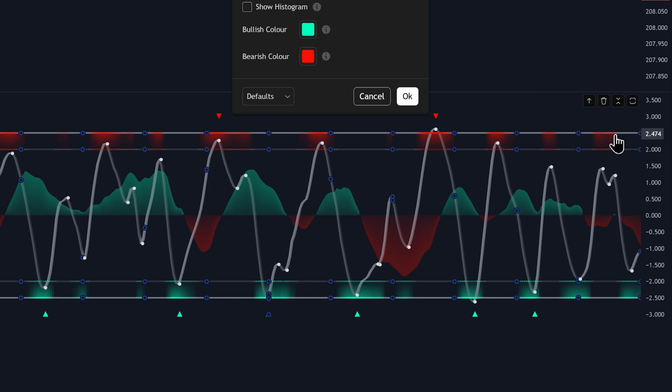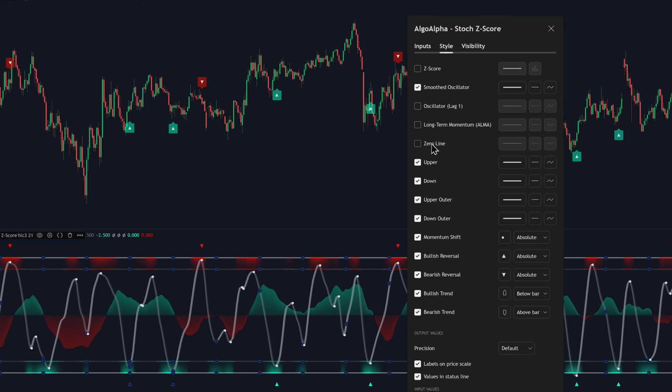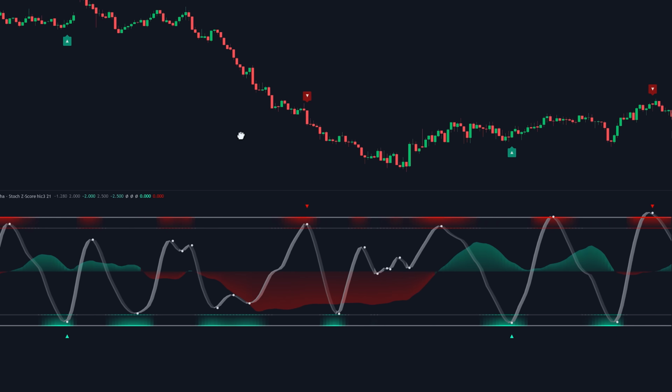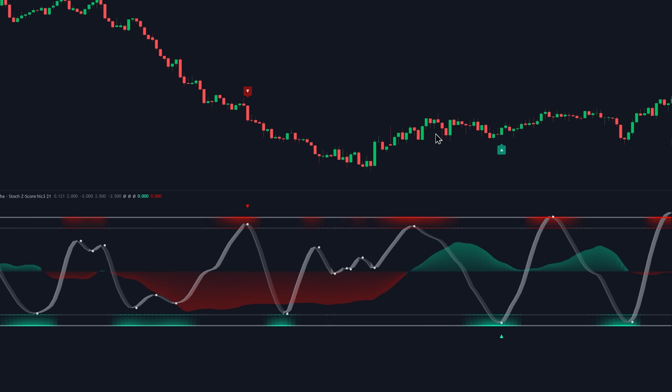setups. Now, let's talk about how to actually trade this in a way that stays simple. We're going to focus on a clean reversal approach because that's what this indicator is best at, spotting when a move is statistically stretched and the momentum is starting to shift.